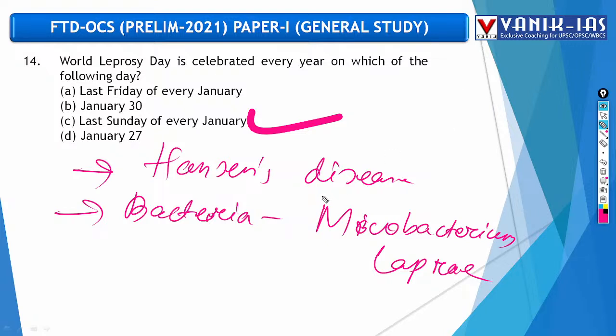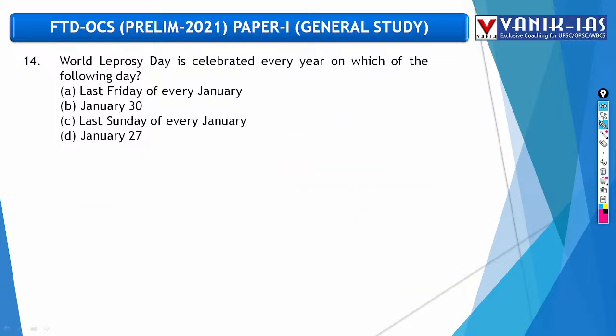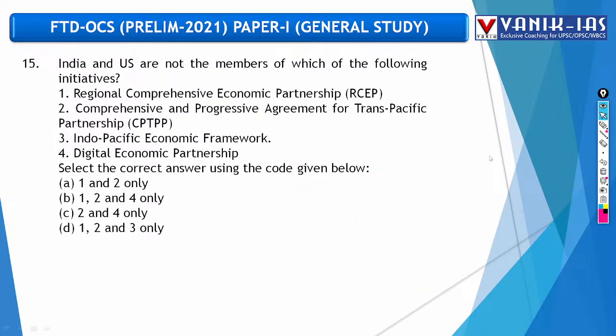The last Sunday of every January is celebrated as World Leprosy Day. Now, India and US are not the members of which of the following initiatives? It is the Regional Comprehensive Economic Partnership (RCEP).